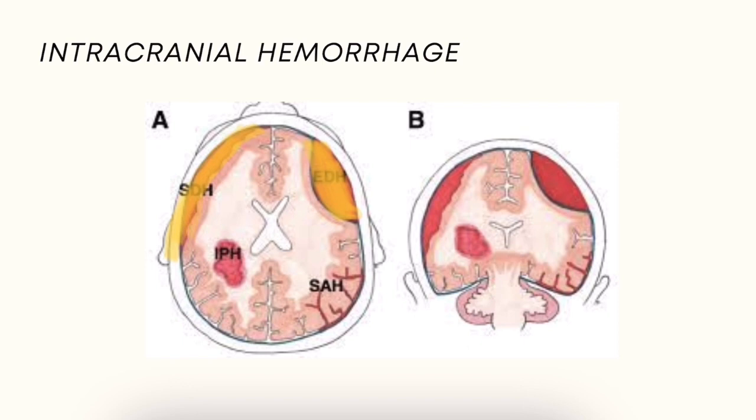And we have a subarachnoid hemorrhage, which of course happens where? In our subarachnoid space. So this results from leakage or rupture of a congenital aneurysm or from an angioma or a contusion. So it happens in our subarachnoid spaces.